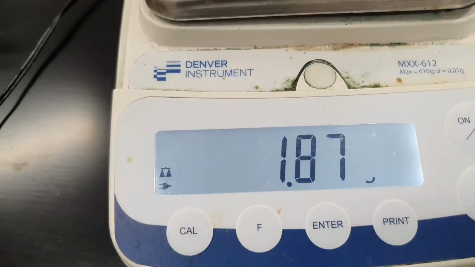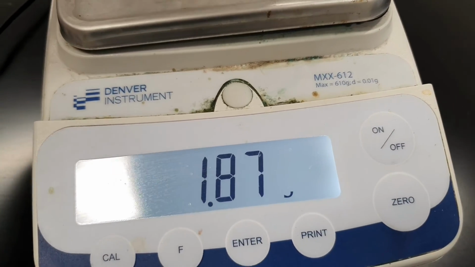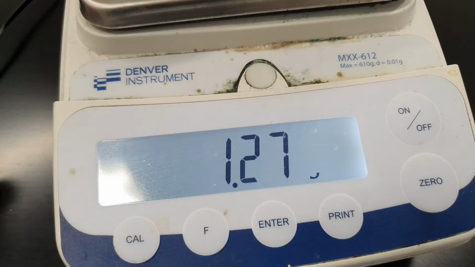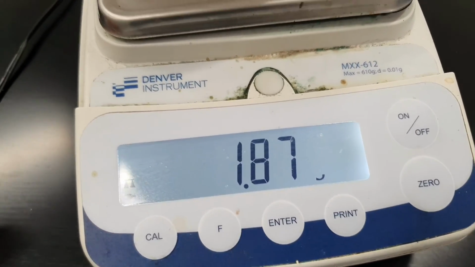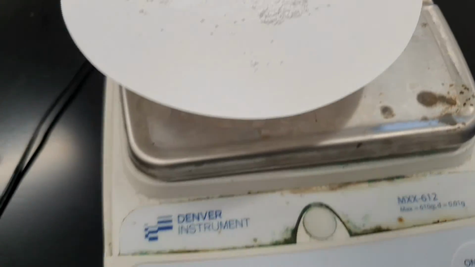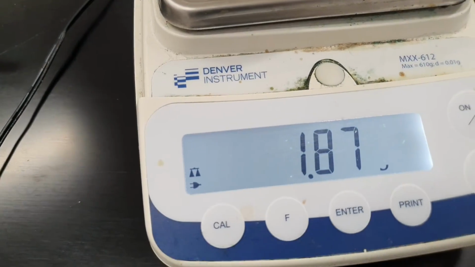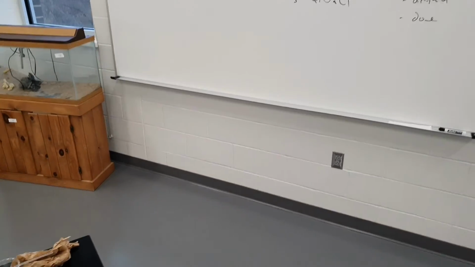So if I put the dried compound filter paper on there, we've got a weight of 1.87 grams, but again, 1.04 grams of that is due to the actual weight of the filter paper. So we have a weight of 0.83 grams of solid.